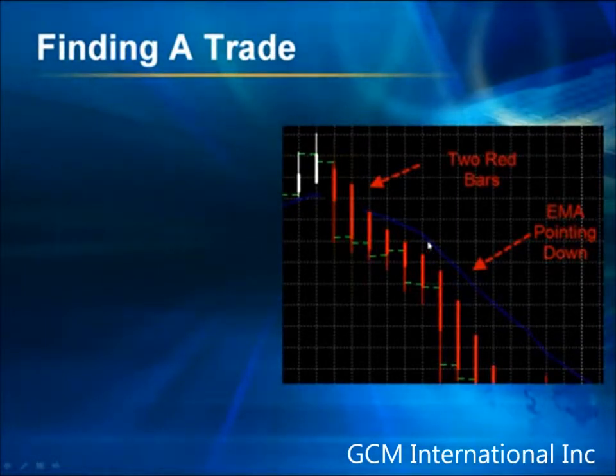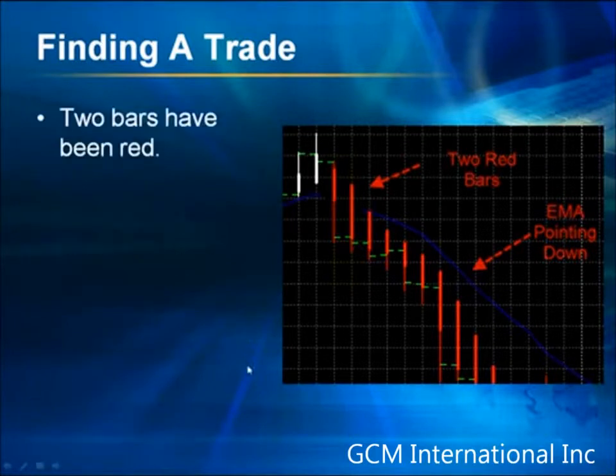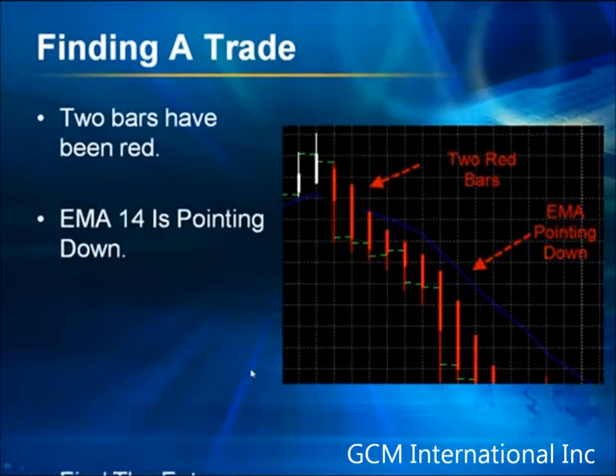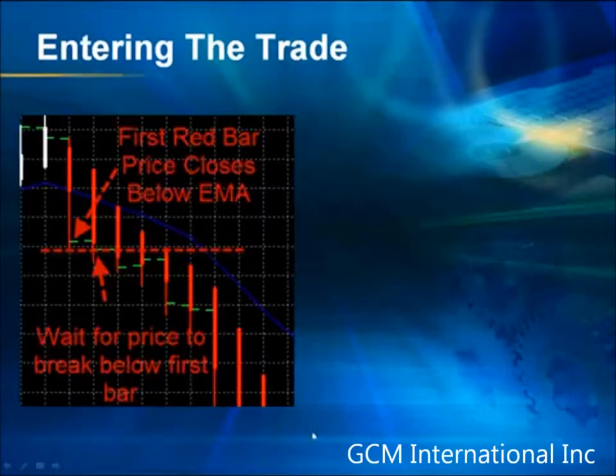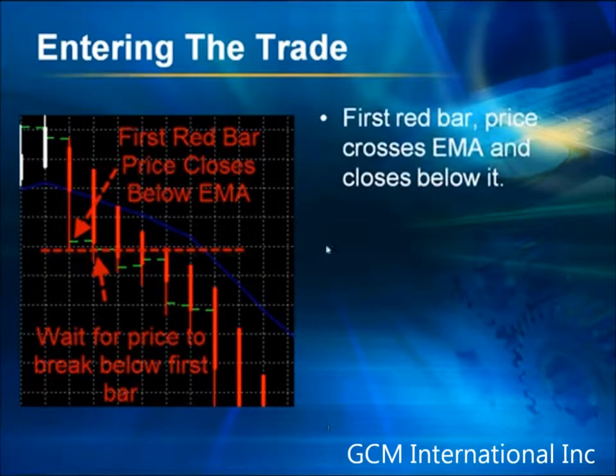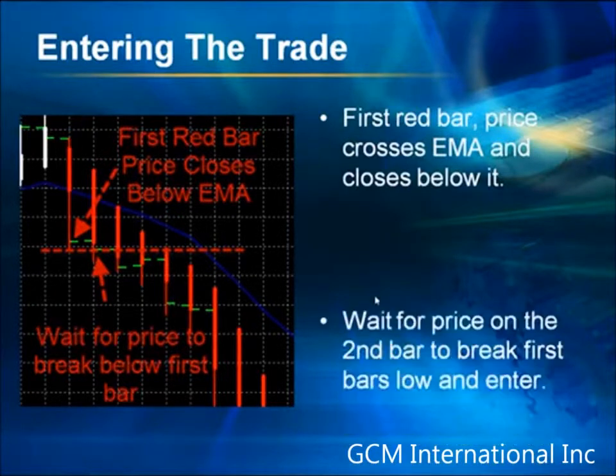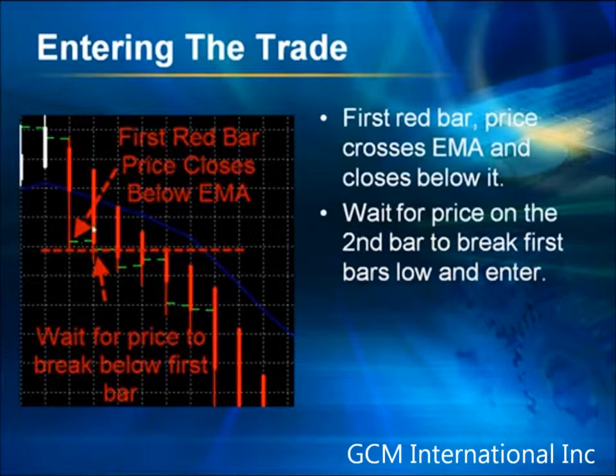Finding a trade on a chart here, we need to look. Here are two red bars, and looking at the EMA, it is pointing downward. So our criteria is established. We have two bars, and the EMA is pointing down. We need to now find our entry point. And once again, when we're looking for the entry point, we look to see that the first bar has crossed below the EMA 14 and the price has closed below it, and that has happened in this case. And then once that has happened, we need to look at the second bar, and once the price of the second bar falls below the low point of that first bar, that's our entry point. So in this case, that red line drawn right there would be the entry point.